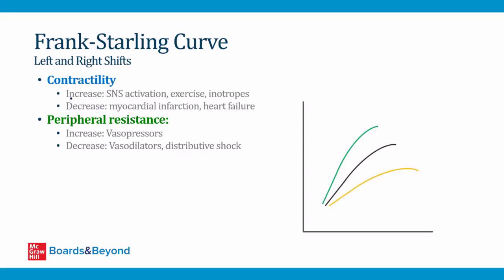So for example, contractility can increase if there's activation of the sympathetic nervous system. It can increase during exercise or with inotropic drugs. All of these things can cause this leftward shift from black to green shown in the picture. Other things that decrease contractility are things like a myocardial infarction or heart failure. They could shift the curve from the black to the yellow. And then in terms of peripheral resistance, vasopressor drugs increase peripheral resistance, so they will shift the curve from black to yellow like this. And things like vasodilator drugs or distributive or septic shock, these things lower peripheral resistance, and they can shift the curve from the black to the green.